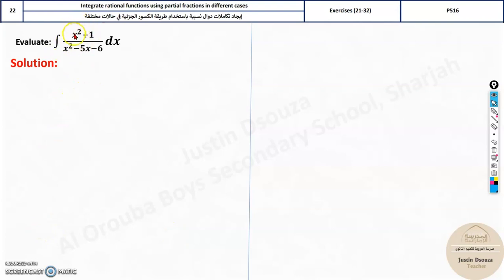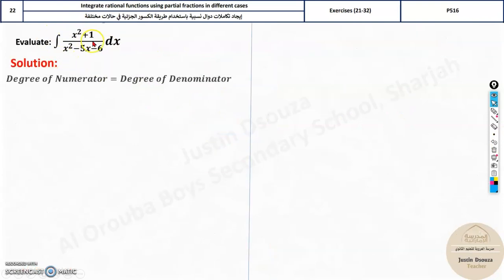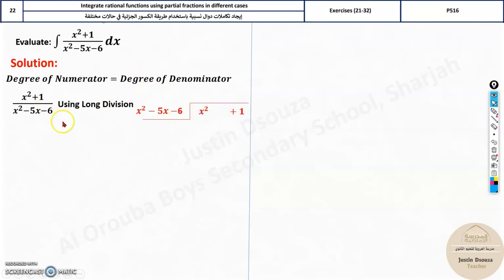Here, the degrees are the same. In the first problem, the numerator degree was less than the denominator. We split it easily. In the last problem, the numerator degree was greater. But even if it is equal, you need to do division. Over here, you need to do the long division, just like what we had done just now. So start solving.